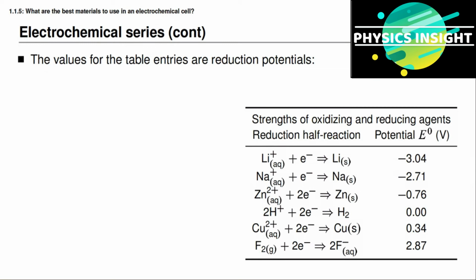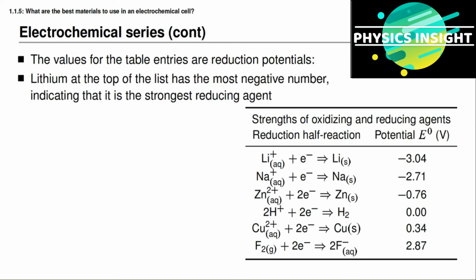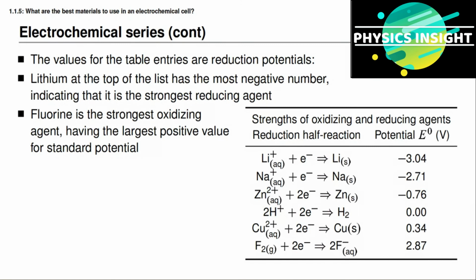The numeric values in the electrochemical series are known as the standard reduction potentials of the reaction. Lithium at the top of the list has the most negative value, which indicates that it's the strongest reducing agent in this table. Fluorine, on the other hand, at the very bottom of the table, is the strongest oxidizing agent because it has the largest positive value for its standard potential.